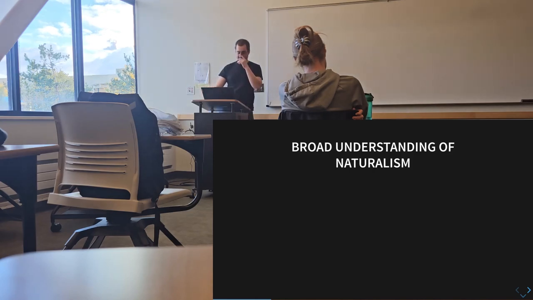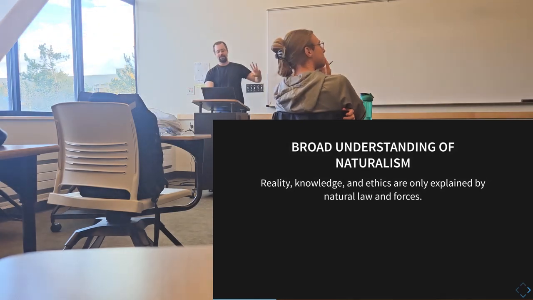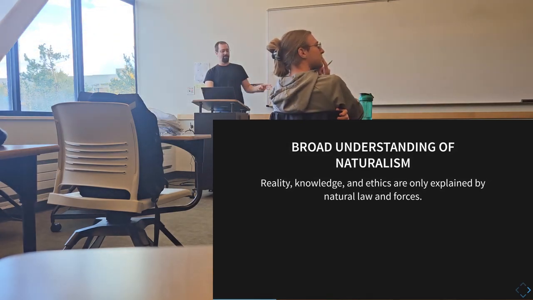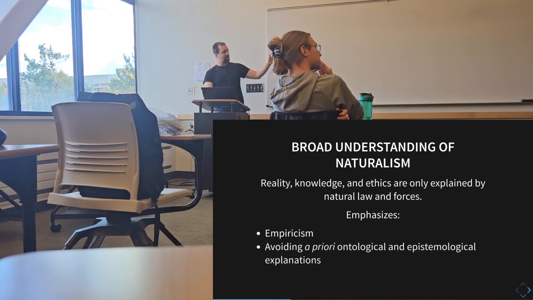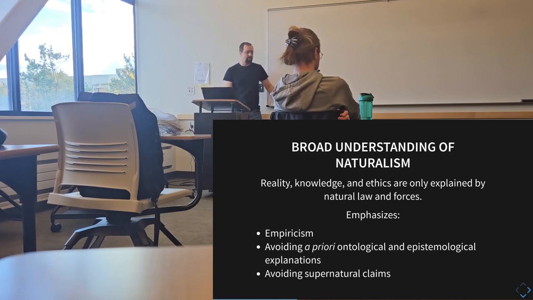So, to begin with, let's get a broad understanding of naturalism, and there's generally three defining things. So, first off, reality, knowledge, and ethics are only explained by natural law and forces. Now, with that, it emphasizes empiricism, avoiding a priori ontological and epistemological explanations, and then avoiding supernatural. And it's that last point that gives naturalism its biggest definition. Because there's a lot of things that are empirical, there are a lot of things that tend to avoid a priori explanations or beforehand explanations for things, but it's generally naturalism is the avoidance of supernatural explanations.